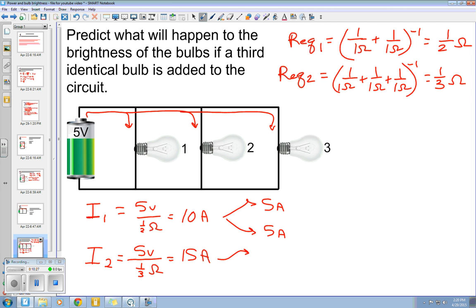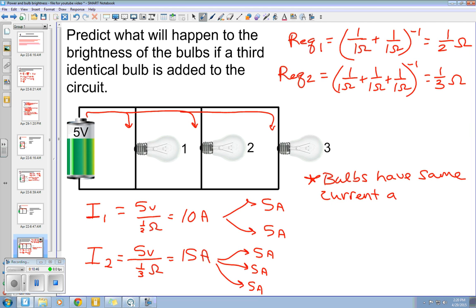This one splits 3 ways, and guess what? They get the same amount of current. So these bulbs have the same current going through them as bulbs in circuit 1. So they will have the same brightness.